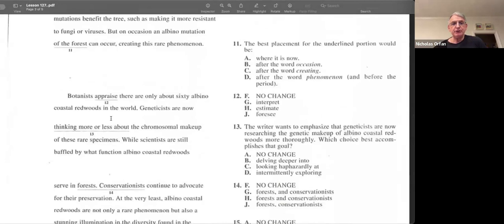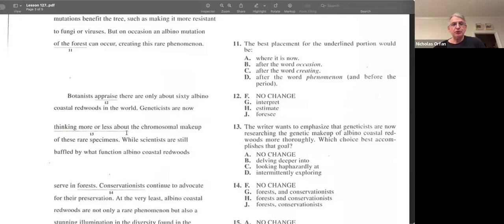Botanists appraise there are only about 60 albino coastal redwoods in the world. This word should be estimate. When you appraise something, you're measuring its value, not its number. So this is the wrong word here. Estimate is the right word. Interpret makes no sense. Foresee makes no sense. Botanists estimate there are only about 60 albino coastal redwoods in the world, period. So the right answer to 12 is H.